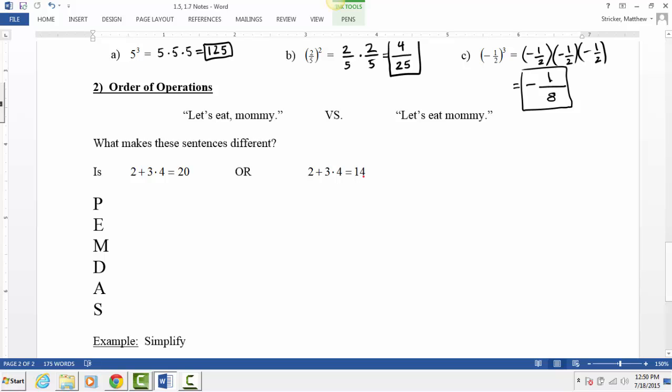And a lot of times the way people remember the order is they remember this memory tool called PEMDAS. And so the P stands for parentheses. The E stands for exponents. The M stands for multiply. The D stands for divide, the A stands for add, and the S stands for subtract.